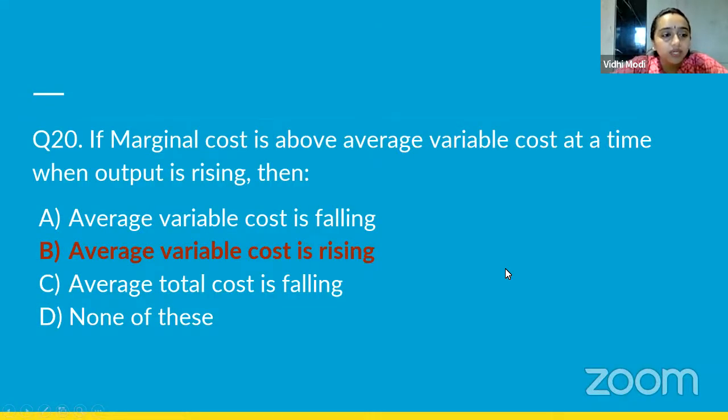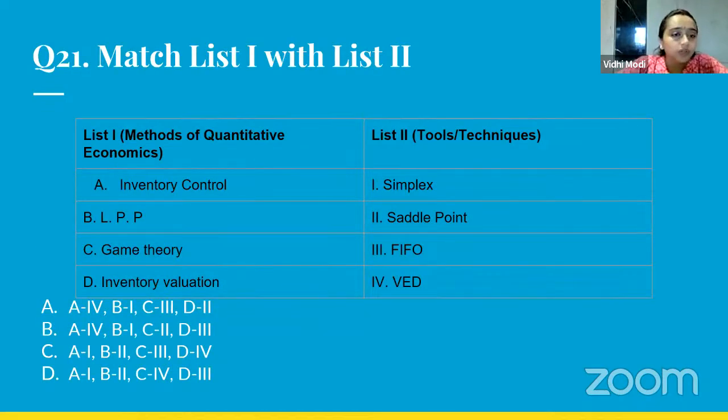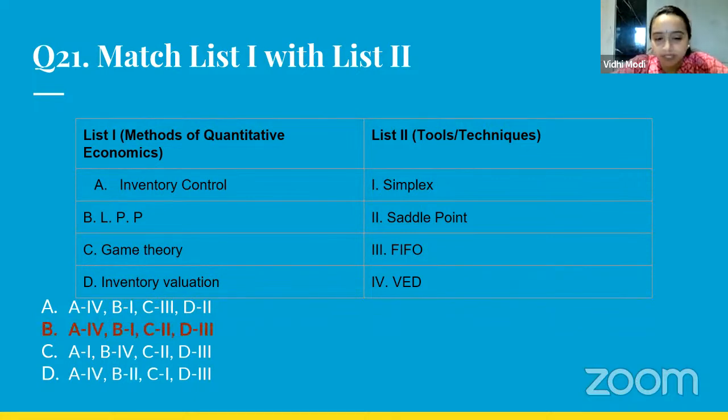Then moving ahead, a match the following has come: methods of quantitative economics and tools and techniques. So inventory control, LPP, game theory, inventory evaluation. Let's say I know for sure that game theory is talking about saddle point, which is C to 2. So if I look for C to 2, there is just one option here, which is B. So I would go for option B.